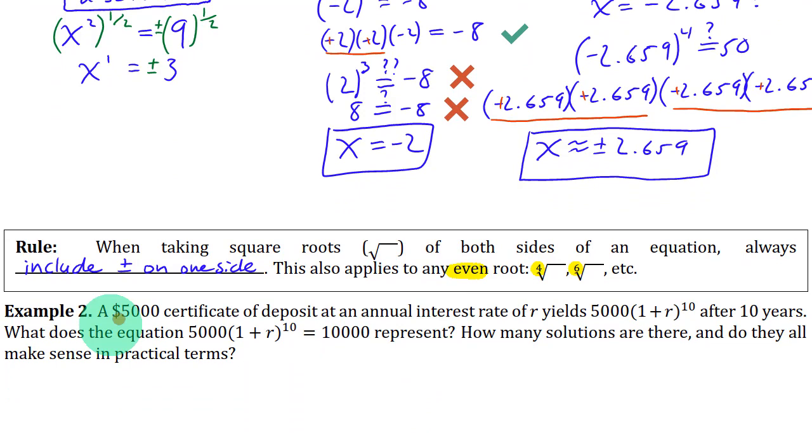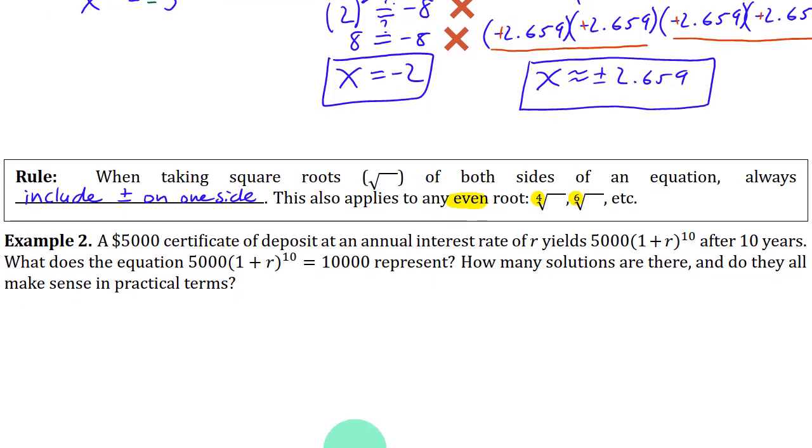Okay, so let's look at example 2. A $50,000 certificate of deposit at an annual interest rate of R yields 5,000 times 1 plus R to the power 10 after 10 years. What does this equation, 5,000 times 1 plus R to the power 10 equals 10,000, represent? And how many solutions are there, and do they all make sense in practical terms?